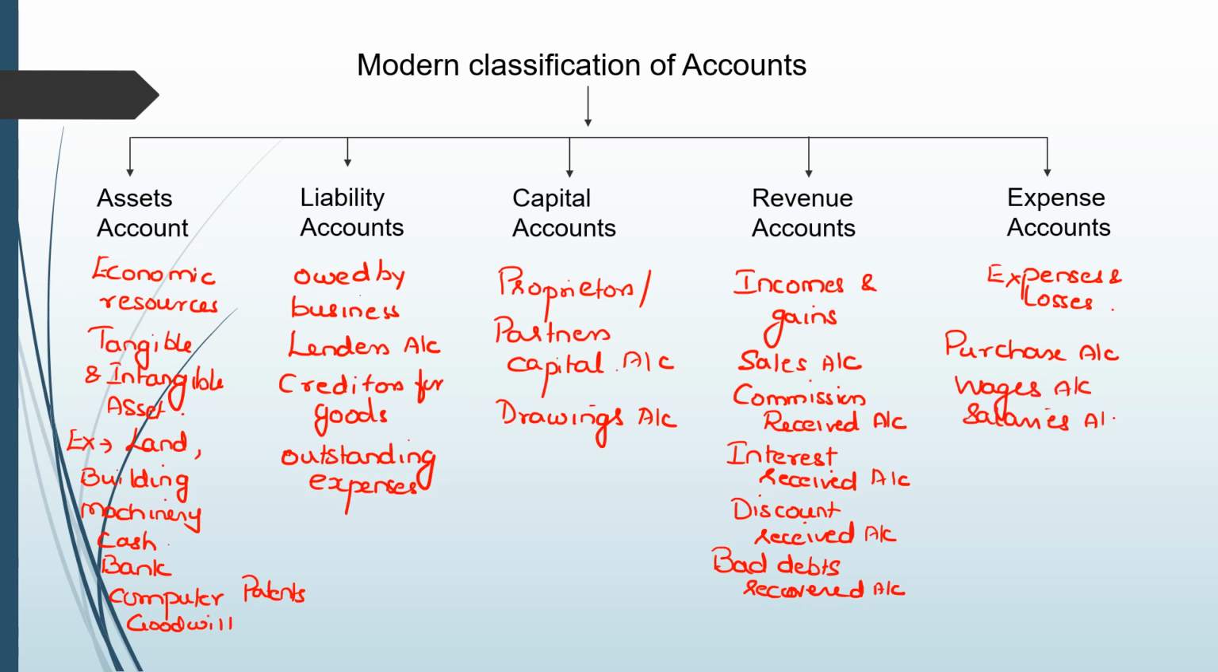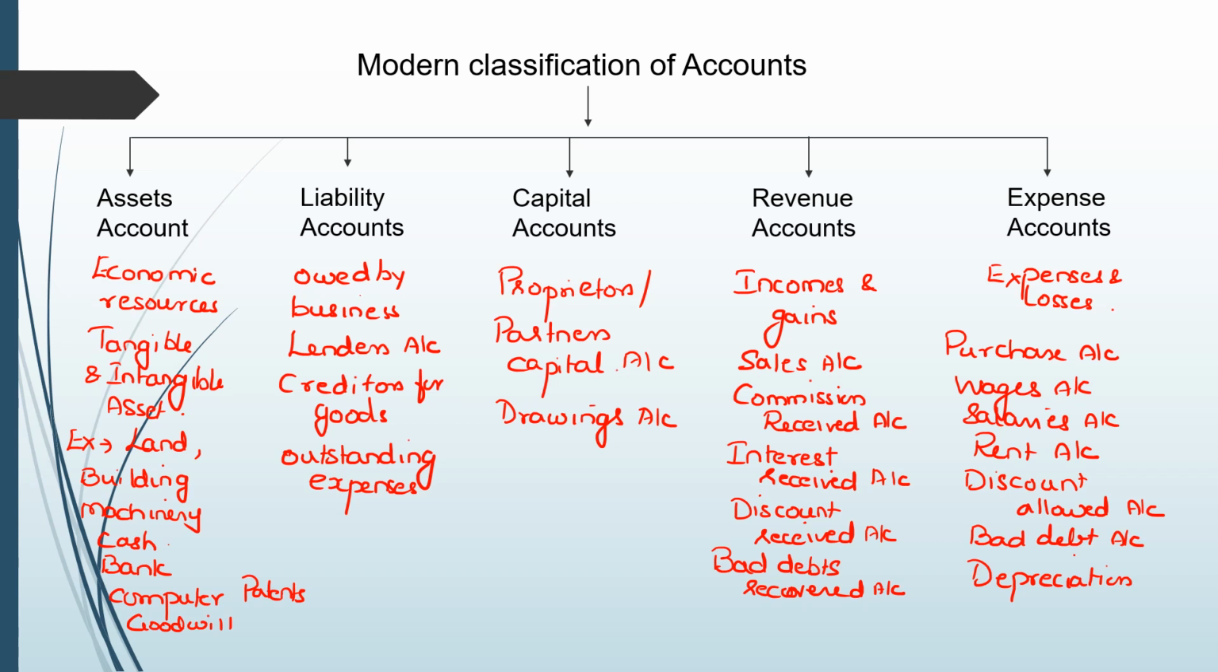Then we can have rent account, printing and stationery account, postage account. Discount received was on the revenue, so discount allowed: if the business allows or gives discount, then that is discount allowed. That comes under the expense category. If there is a bad debt which is written off, then bad debt account. Then depreciation which is charged on the fixed assets. So these are all items that would come under the expense account category.